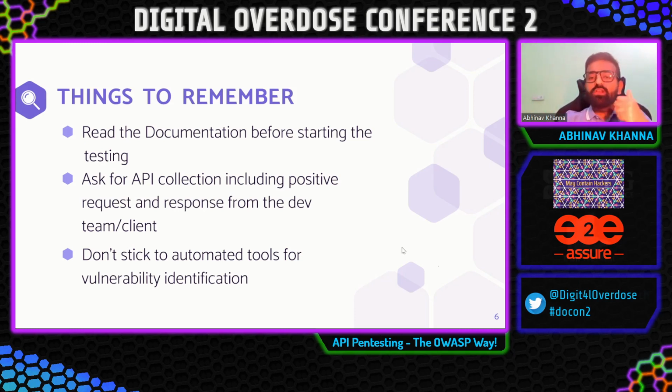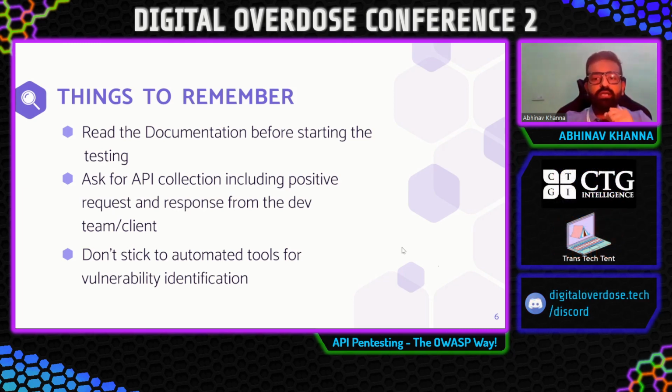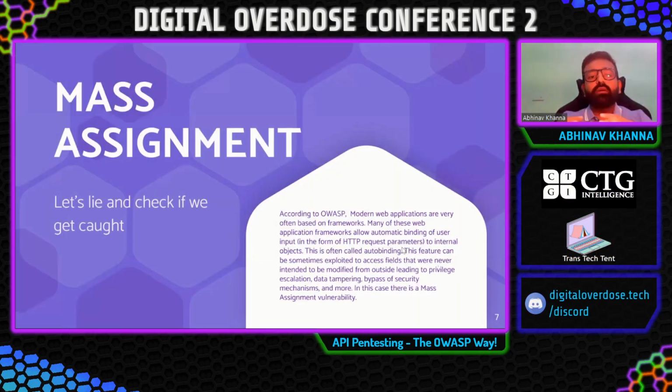All right. So we'll be discussing the first vulnerability, which is called mass assignment. Mass assignment occurs when a user or an attacker can manipulate objects which should ideally not be accessible to them in the first place. When we talk about mass assignment, the concept of object binding comes into place. I've written a one-liner here as well: let's lie and check if we can get caught.